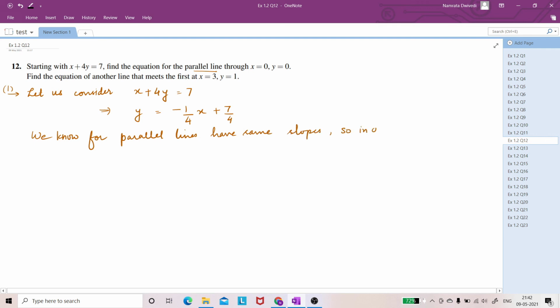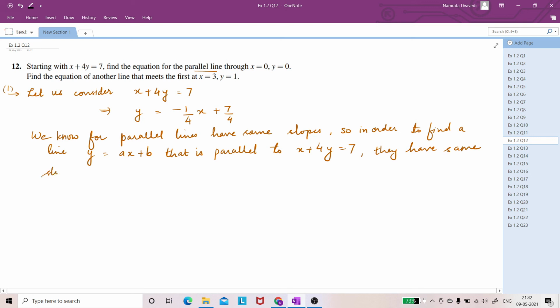So in order to find a line y is equal to ax plus b that is parallel to x plus 4y equals 7, they have the same slopes. So this implies, I'm sorry, alpha not a, this is a. This implies a is equal to minus 1 by 4.